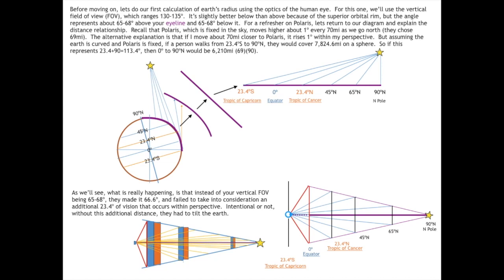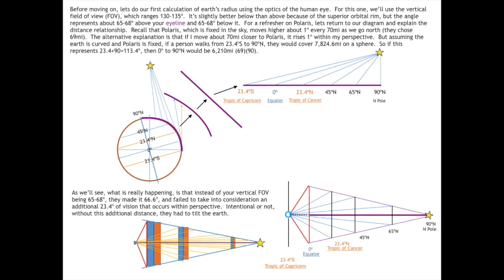For a refresher on Polaris, let's return to our diagram and explain the distance relationship. Recall that Polaris, which is fixed in the sky, moves higher about 1 degree every 70 miles or so as we go north. They chose 69 miles. The alternative explanation is that if I move 70 miles closer to Polaris, it rises 1 degree within my perspective.